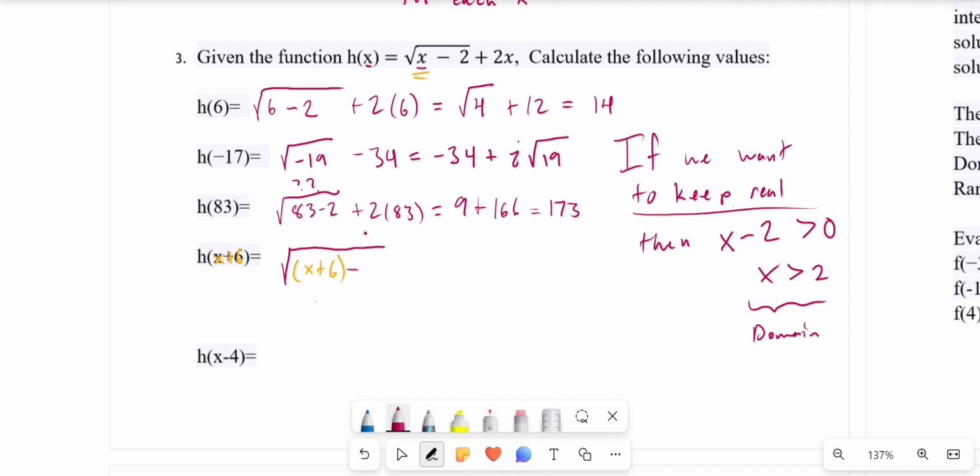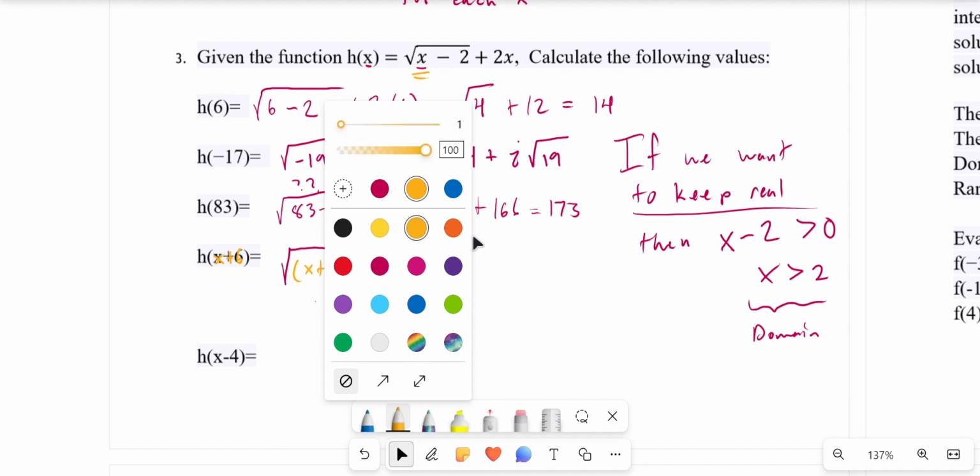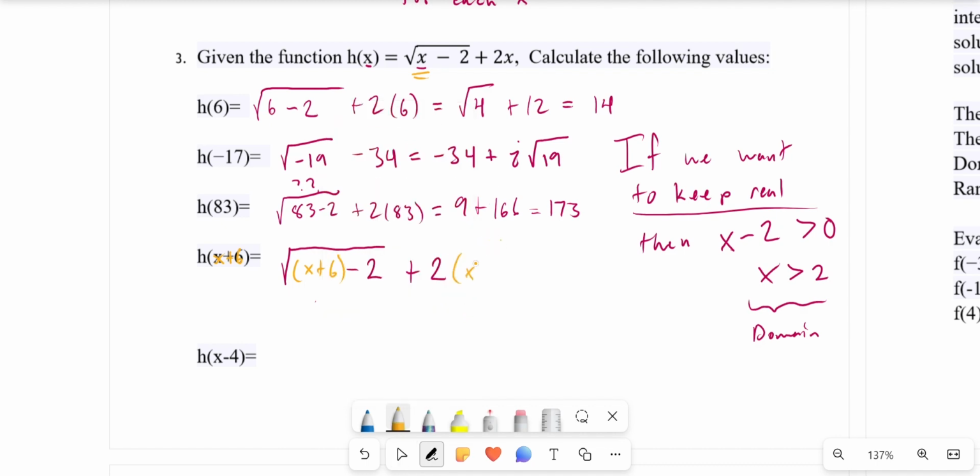Minus 2 plus 2 times another x. So we replace that with x plus 6. And that's it. This is all they want. We could simplify that a little bit, though, obviously, right? We have the square root of x plus 6 minus 2 is x plus 4. And distributing that 2, this is 2x plus 12.